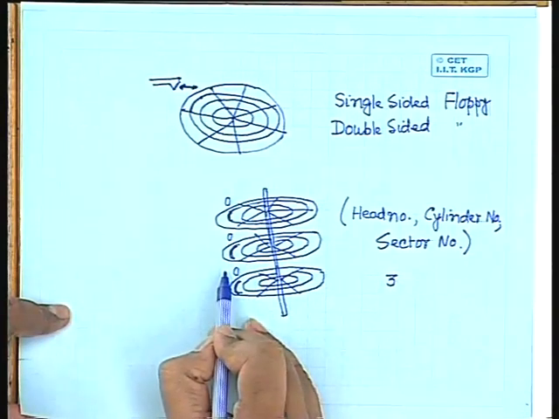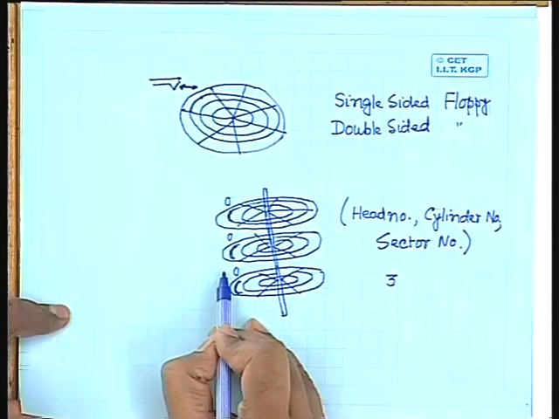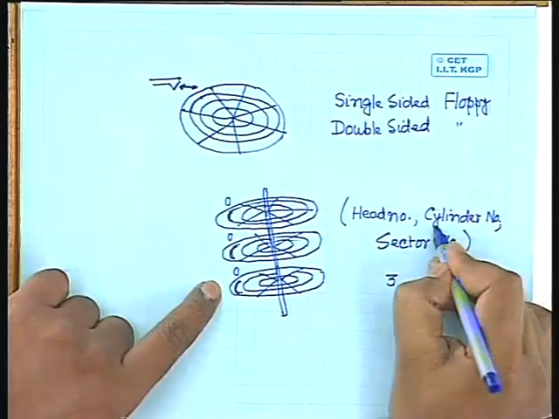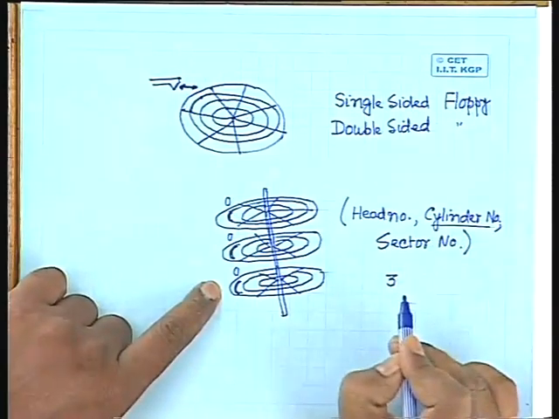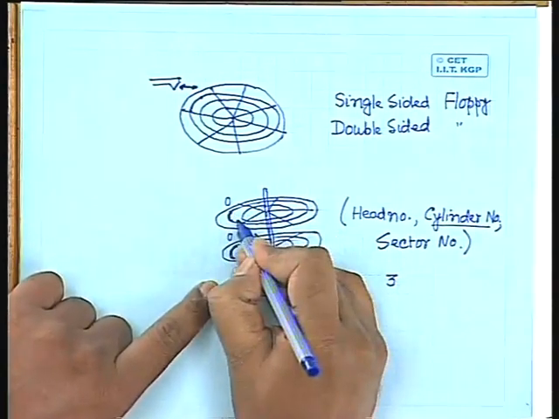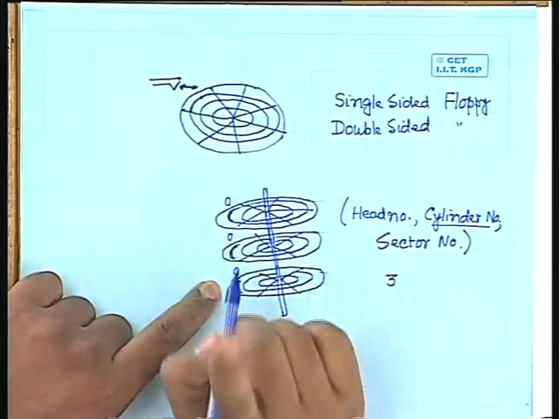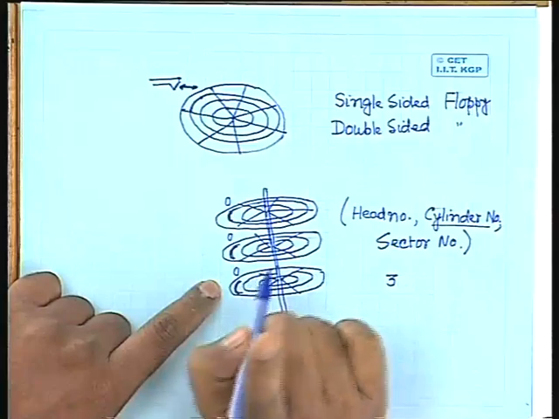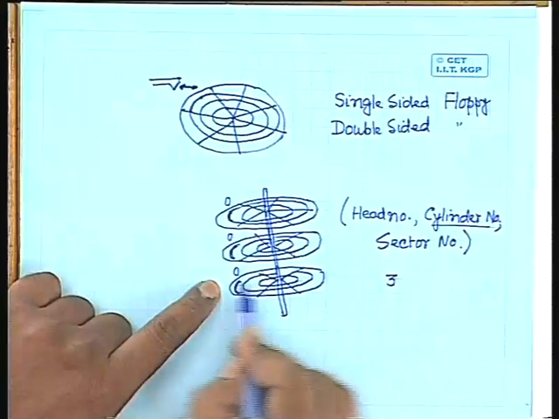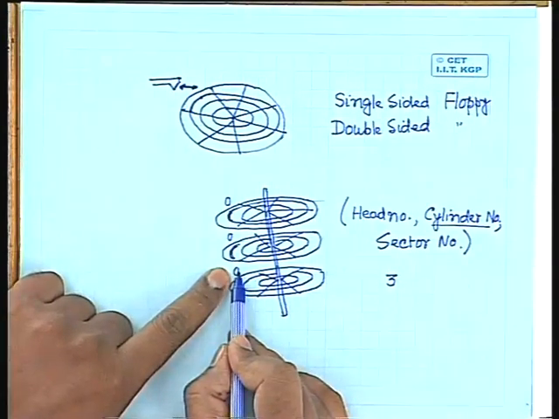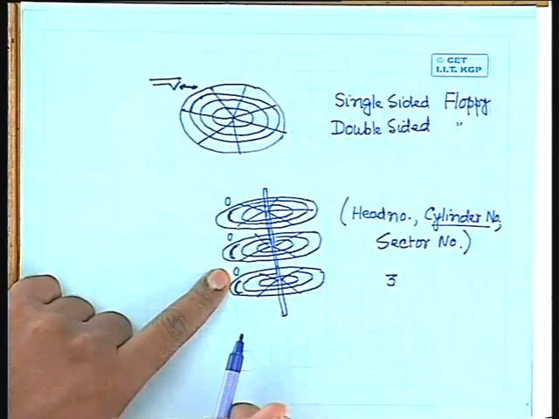So once I identify the surface, then I have to identify the track on which the block is present. In this case, the track number is identical with the cylinder number, because all the tracks at the same radial distance from the center have the same track number, and all of them taken together are called a cylinder. Okay. So track number and cylinder number are identical. So first I have identified the surface. Then I am interested in, say, the 0th track on that surface, and that is the same as the cylinder number.